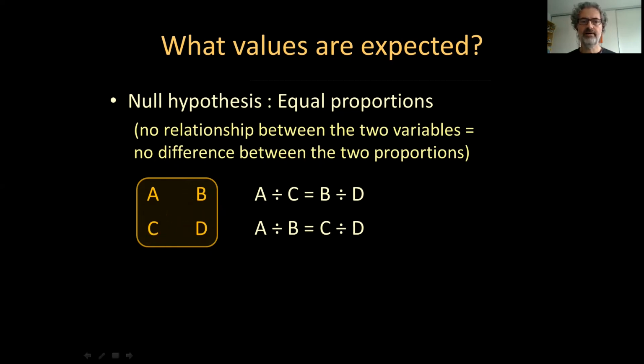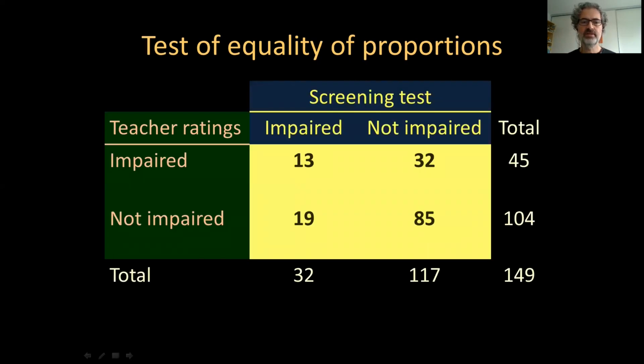How are we going to derive these expected values? This is the trick that produces the correct values. Let's say we need the expected value for this cell. So how many children would we have expected to be classified as language impaired by both instruments? So to be classified in the first column and the first row, if there were no differences in proportions over the categories of these two variables.